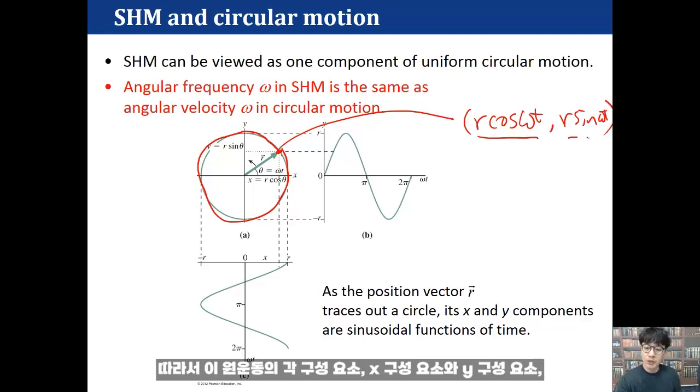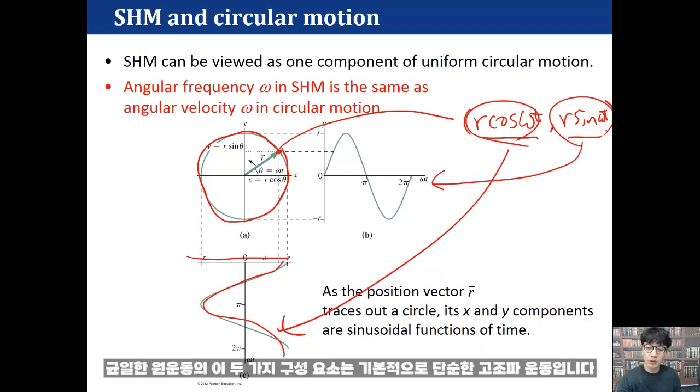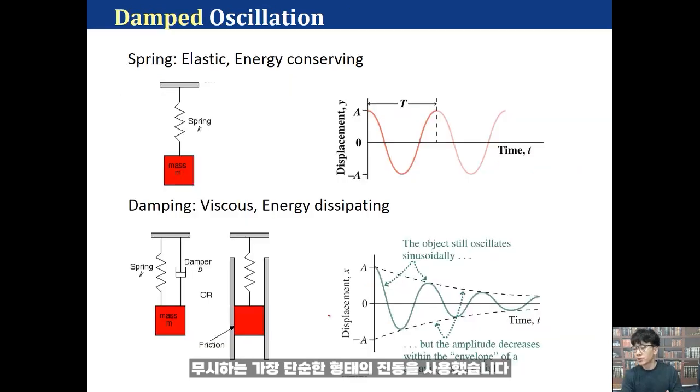So each component of this circular motion, the x component is this projection, right? The x component is r cosine omega t. The y component of the circular motion is r sine omega t. Both of these components of uniform circular motion are basically simple harmonic motion. We use the simplest form of oscillation, which ignores any forces other than the restoring force. We ignore any other forces, for example, frictional force and so on.